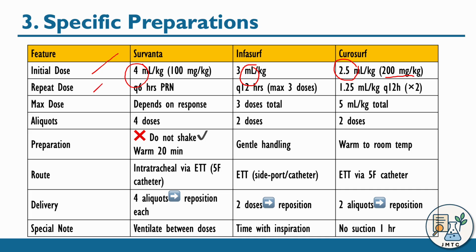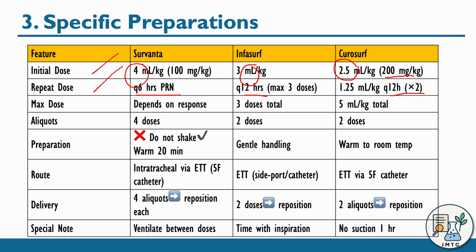Now we go to repeat dose. For Surfactant, that's every 6 hours as needed. For Infasurf, that's every 12 hours with a maximum dose of 3 doses. And for Curasurf, it's also 12 hours. Pero that is only a maximum of 2 doses. So, simply, si Surfactant, ang mas frequent ang kanyang dosing. Si Infasurf tsaka si Curasurf every 12 hours.